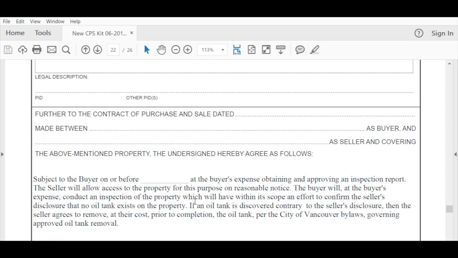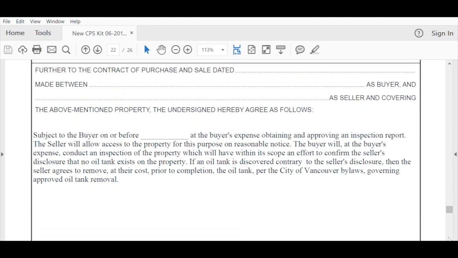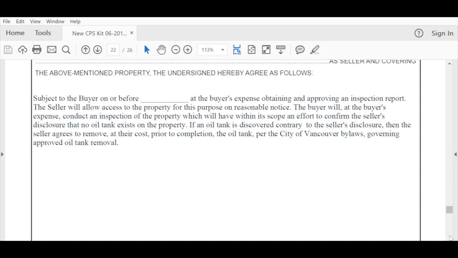So if you are buying any property older than 30 years old, you should put this subject for oil tank clause into your addendum to protect the buyer. Because otherwise, in the future, if they find out there is an oil tank and the seller says, "I don't know, you haven't checked it yourself," then the buyer can go after you. So to protect your future, not to be sued, you better include this in the addendum.